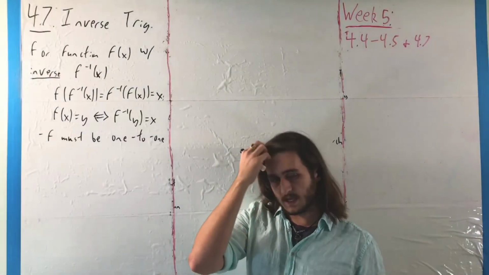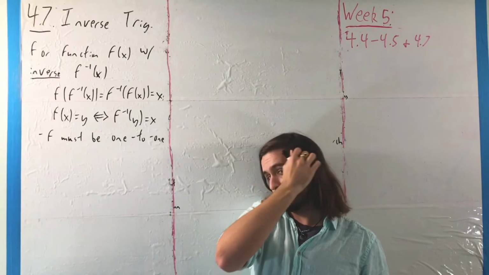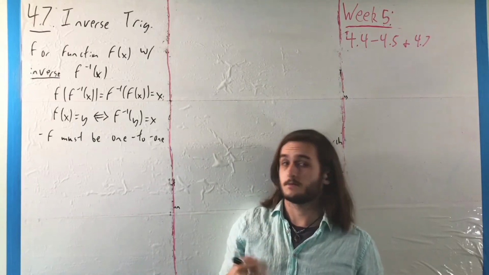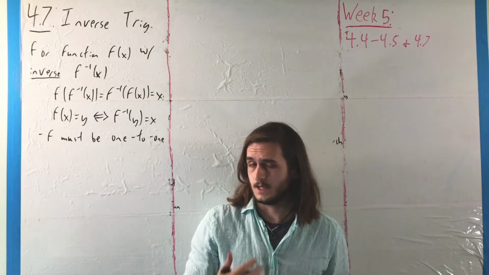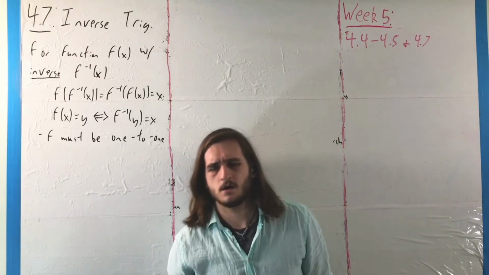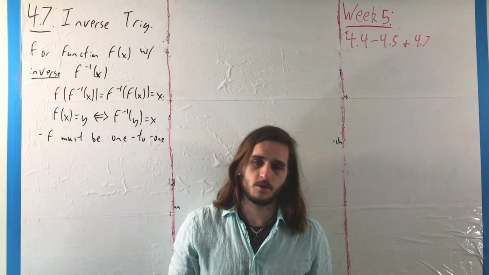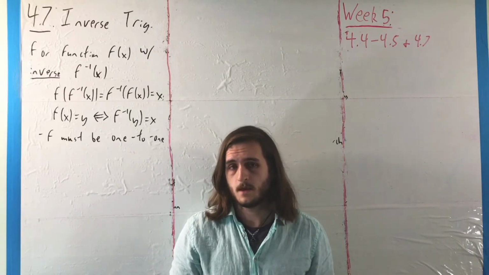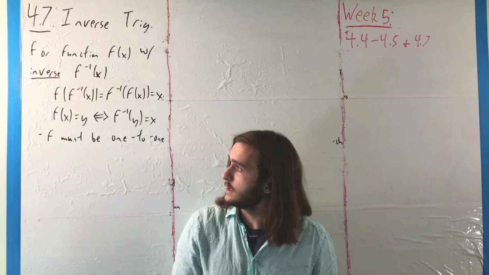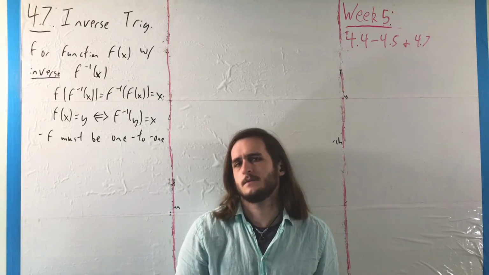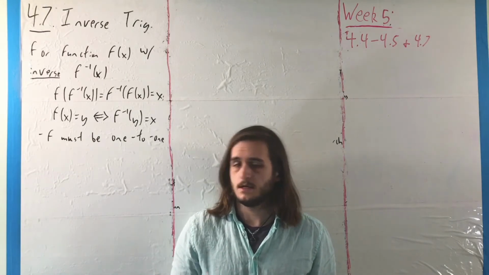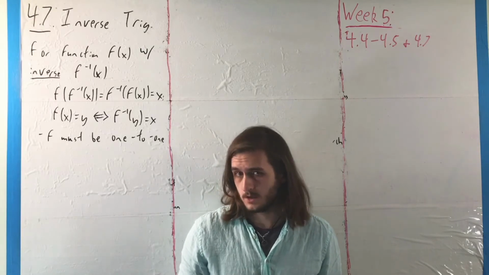Now in section 4.7, we're going to talk about what are called the inverse trigonometric functions. In particular, we're going to look at inverse sine, inverse cosine, and inverse tangent. There are inverse functions for the other three, but we don't see them quite as much. And I'll say that before we get into it, we should remind ourselves about what an inverse function is generally.